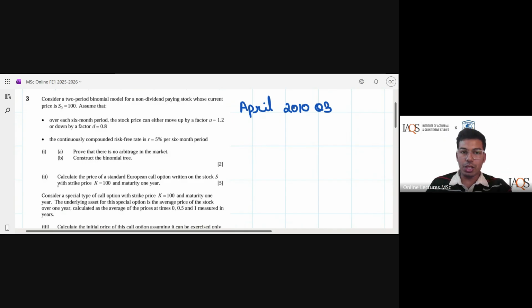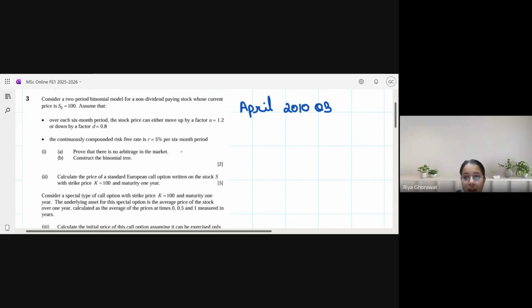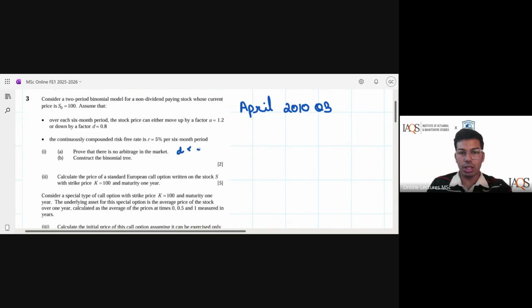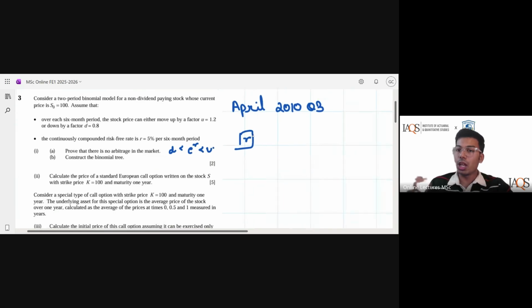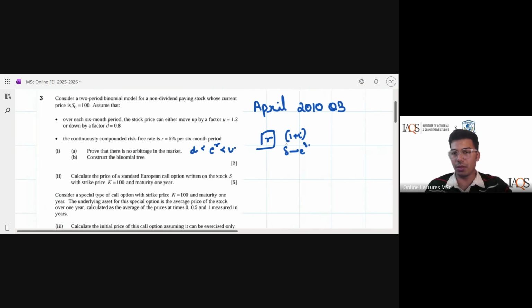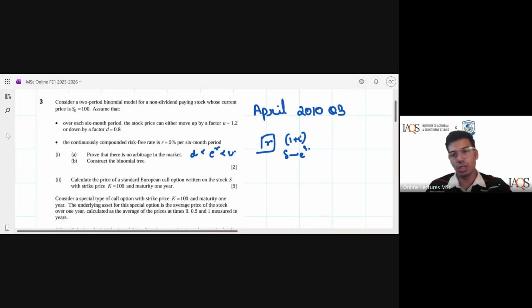1A, we've done. What is the condition for no arbitrage? e raised to R is between D and U. Perfect. D < e^R < U. Now, what you need to remember is to first look at the definition of R. Is it effective? Is it compounding? Is it continuous? Whatever. If you are comfortable, use 1 plus i. If not, convert it to delta and then use e raised to R or e raised to delta, the way we did it in the previous question. Now give it a try.